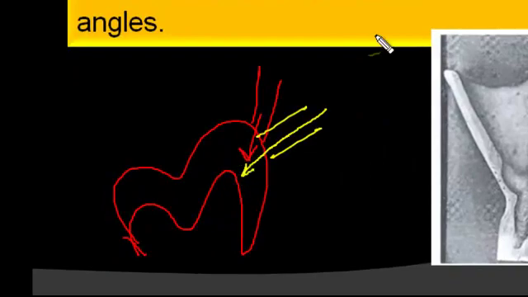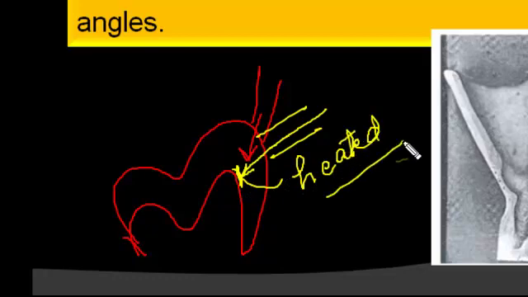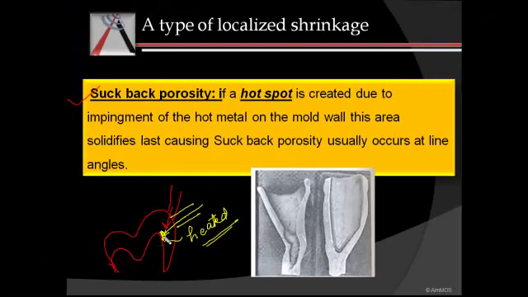Now if the molten metal that is flowing inside the mold cavity hits onto the opposite wall, this wall gets heated and a hot spot is created at this particular point, and this is the area that will solidify last. Before, in the previous slide, we have seen that if the molten metal is not able to reach the area wherein the solidification takes place last, there will be a porosity remaining in that particular area. So because of this, the suckback porosity can occur in the areas wherein a hot spot is created.